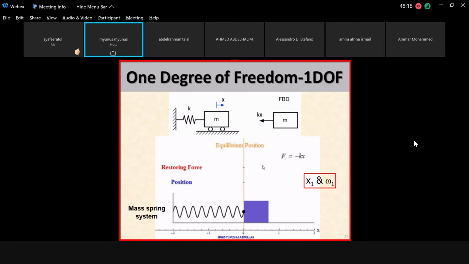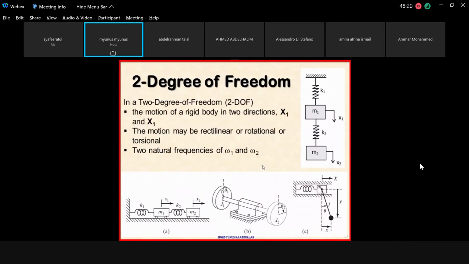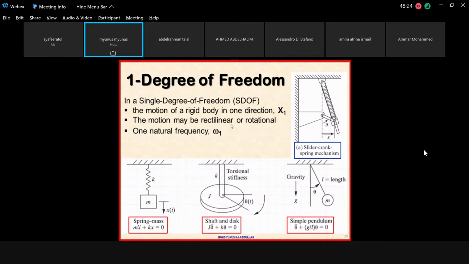Yeah, thank you, Lee. So again, when you talk about the number of degrees of freedom, if you're talking about 1 degree of freedom, you only have x1 and you have only omega 1. Can you see my cursor here? I show you omega 1, x1. So x1 here is basically the amplitude of vibration. The omega 1 here is basically the natural frequency.